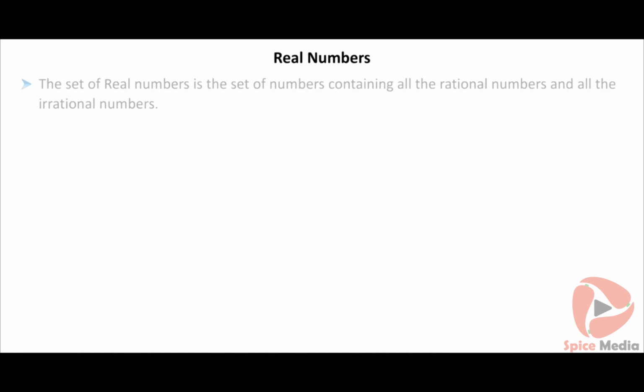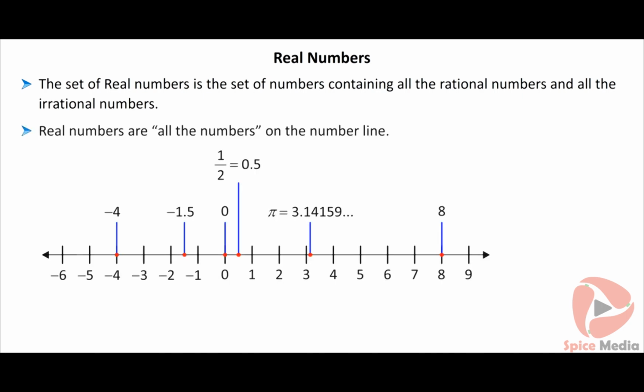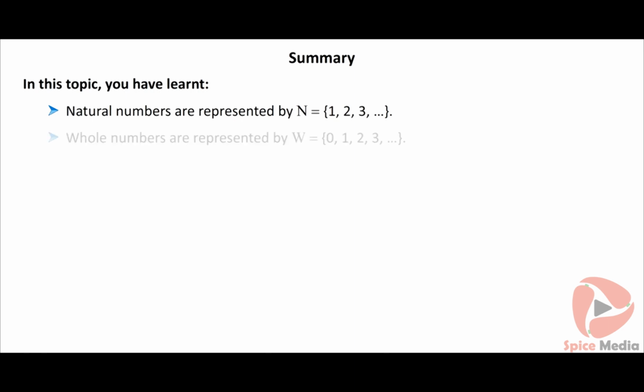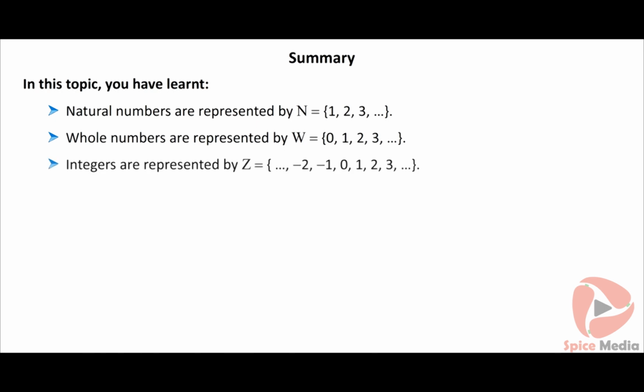Real numbers. The set of real numbers is the set of numbers containing all the rational numbers and all the irrational numbers. Real numbers are all the numbers on the number line. In this topic, you have learned natural numbers are represented by N is equal to 1, 2, 3 and so on. Whole numbers are represented by W is equal to 0, 1, 2, 3 and so on. Integers are represented by Z is equal to -2, -1, 0, 1, 2, 3 and so on.